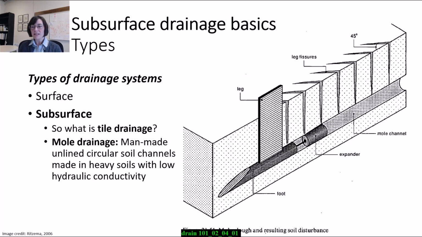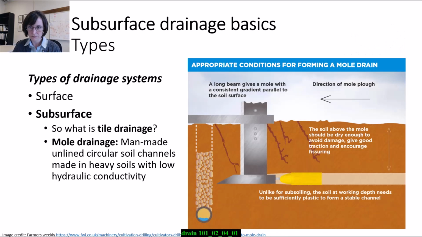Moving on, one of my favorite subsurface drainage systems to talk about is called mole drainage. And here's the global learning objective, because mole drainage is the kind of drainage that's often used in the United Kingdom, in Ireland, and in, for example, dairy pastures in New Zealand. Mole drainage is man-made, unlined, circular channels made in the soil. It has to be a very heavy clay soil that has low hydraulic conductivity.